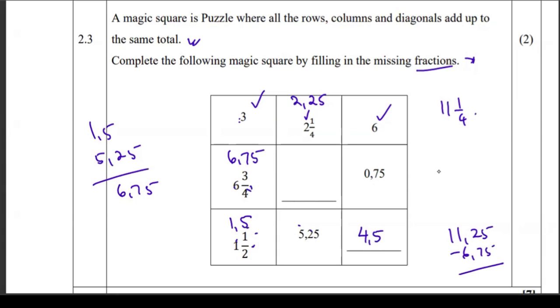You can write it as a decimal, or you can give it as a common fraction. Okay. Same story here. This is 6.75 and 0.75. If you add them together, you end up with 7.5, but we are subtracting it from 11.25. So 11.25 minus 7.5, it gives us 3.75. Okay. That is 2.3.